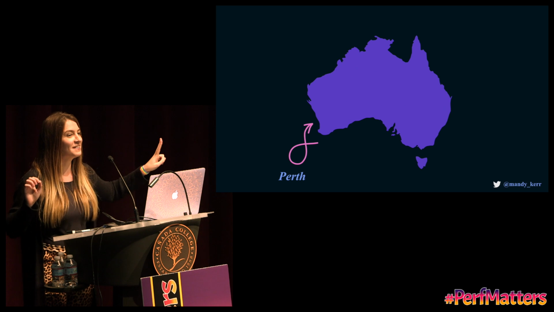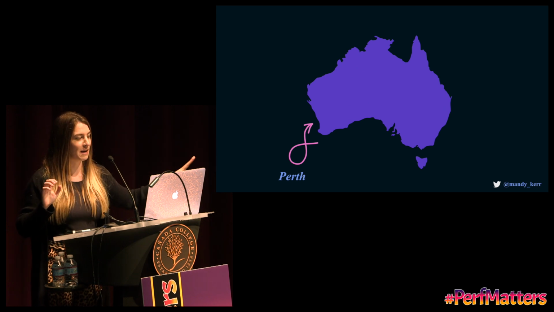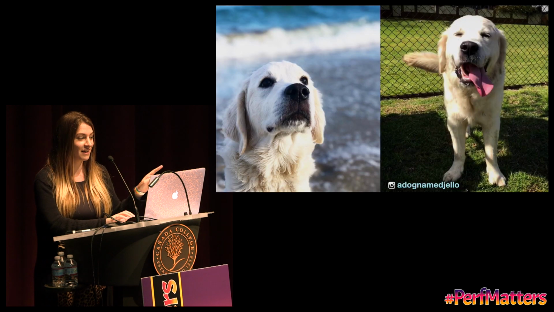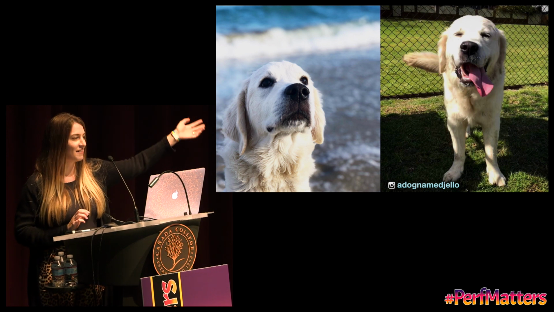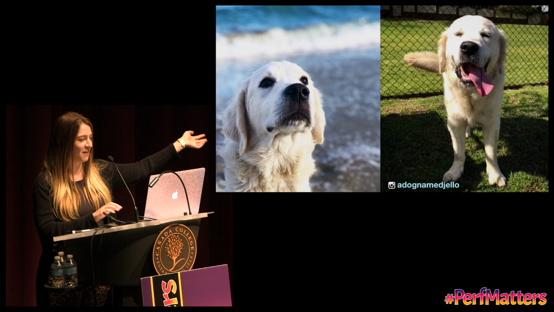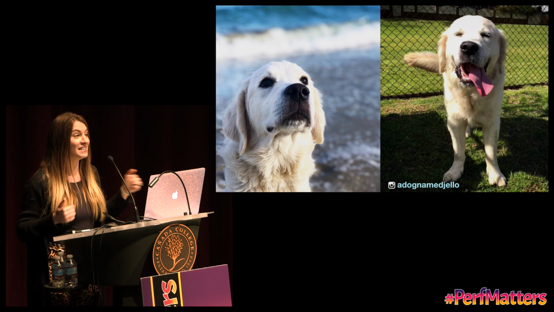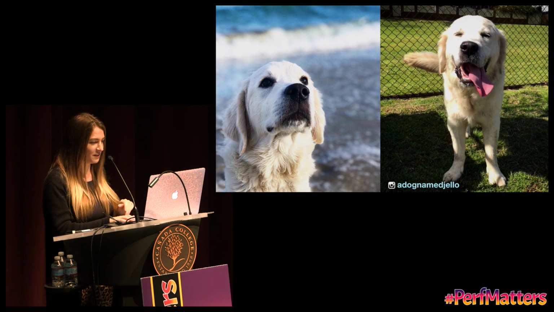And there's two things about Perth that make it really, really amazing. The first thing is that that's where my dog lives. His name is Jello, and that's his Instagram account, and you should follow him. Mandy is my Instagram account, if you're into Instagram. I don't really post on it, it's not that interesting.